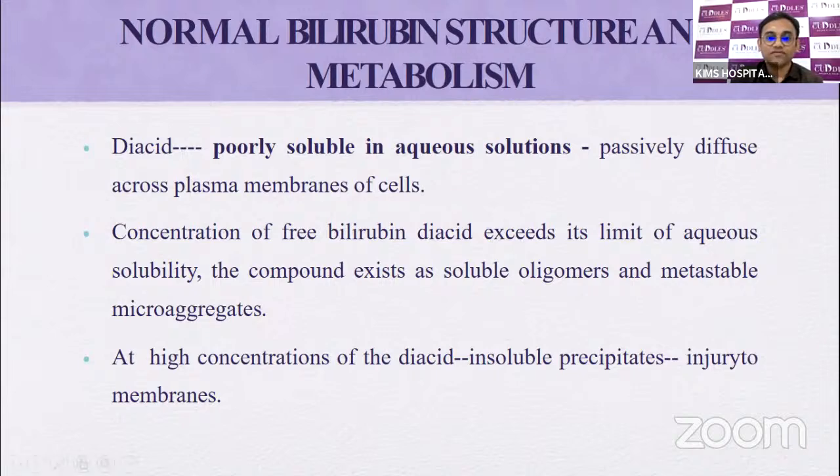When the concentration of the free bilirubin diacid exceeds its limit of aqueous solubility, it leads to the formation of soluble oligomers and metastable microaggregates. At very high concentrations, this diacid forms insoluble precipitates, which actually cause injury to the membranes of the cells.